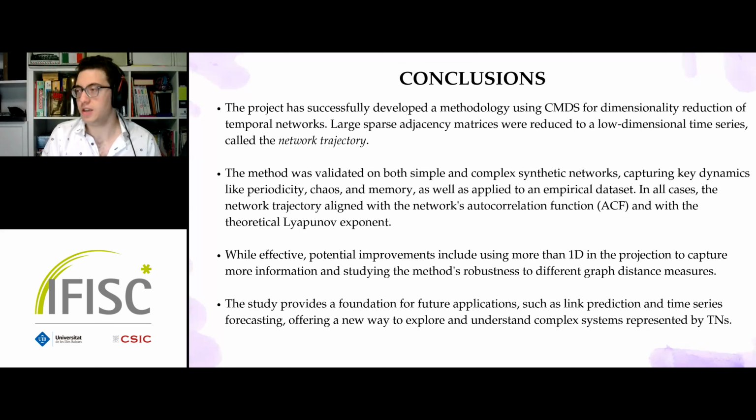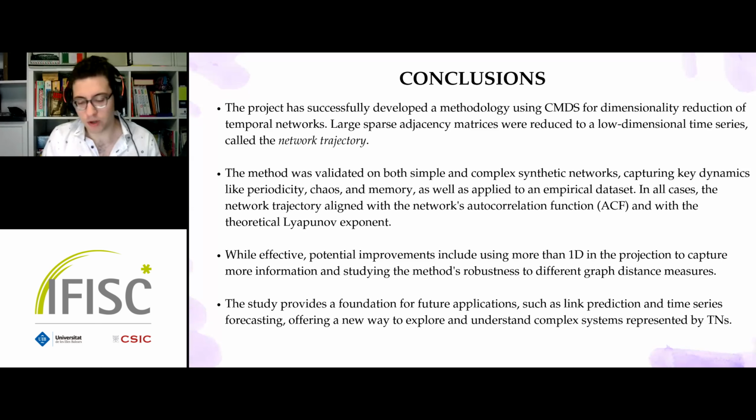In all cases, the network trajectory ACF compared with the network ACF, and the Lyapunov exponent, follow what we expected, right? The validation is okay. While effective, we can still do some things. The first thing that comes to my mind is to use more dimensions. We are just using one, so we can use more. We can also study the method's robustness to different distances, because we have only used one.